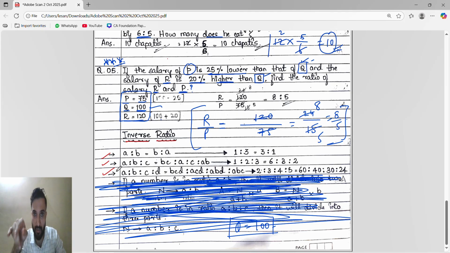In the thumbnail only, you will see the video's chapter name: ratio and proportion, ratio and proportion, like that. Once you see ratio and proportion in the thumbnail, and when the ratio and proportion chapter gets over, you will go directly to the playlist. In the playlist you will see the 07 code CA Foundation paper 3. You will go to that playlist.